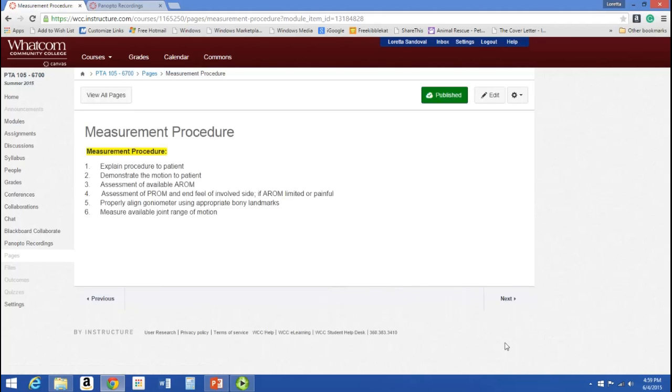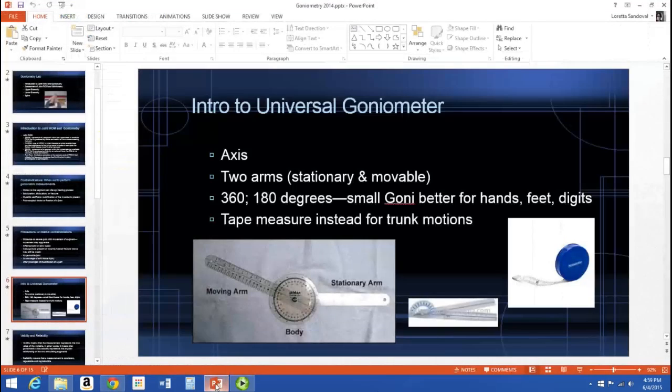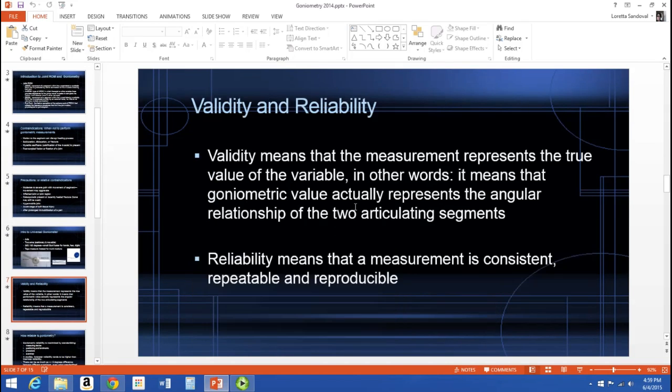So we are going to talk about the procedure. We want to have a consistent procedure, and that's another way to help reduce error in measurements. So we are going to look at this. I'm going to talk a little bit about validity and reliability and define those terms.